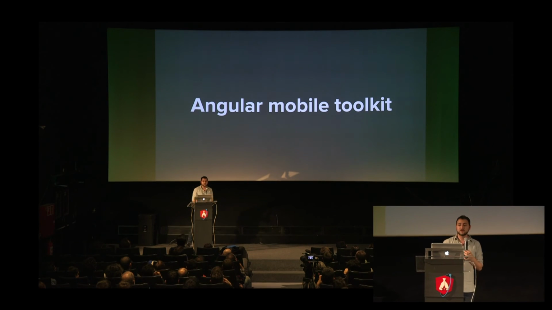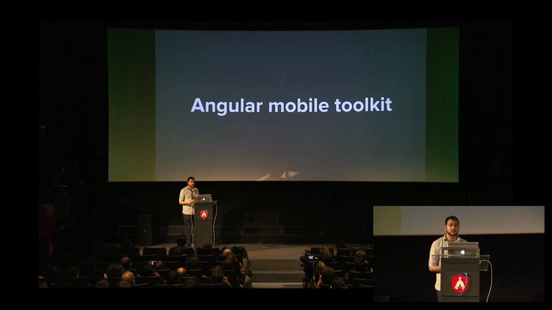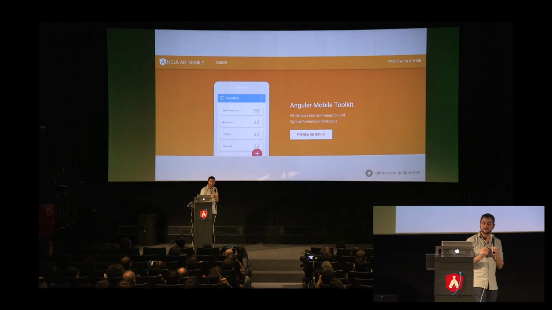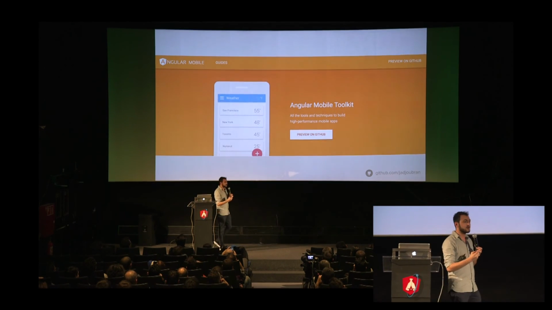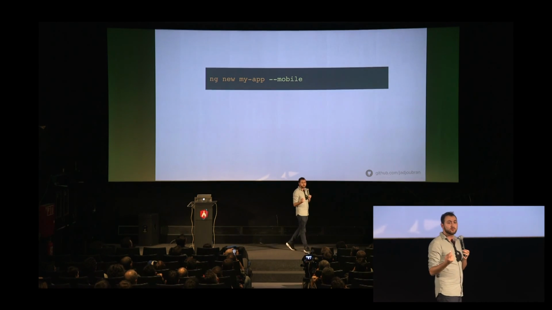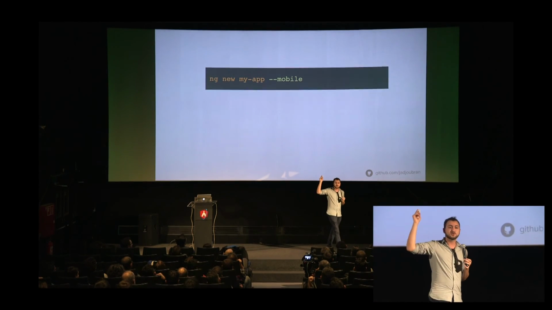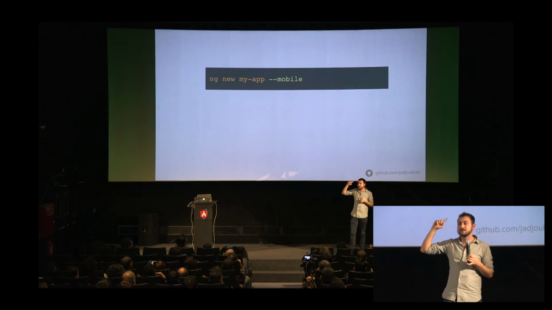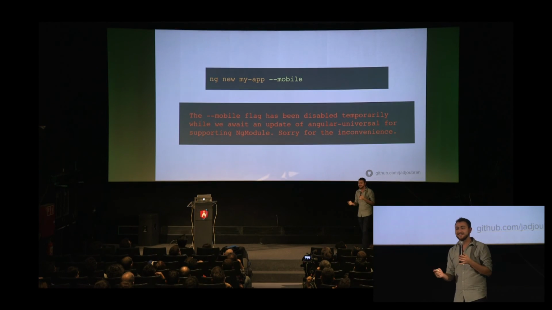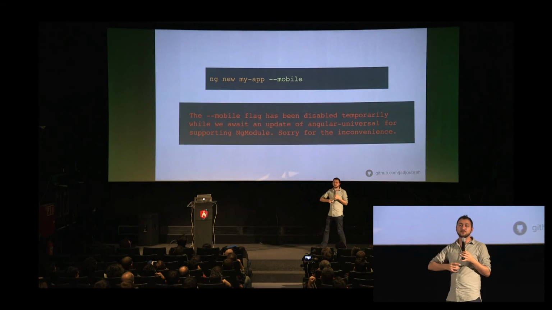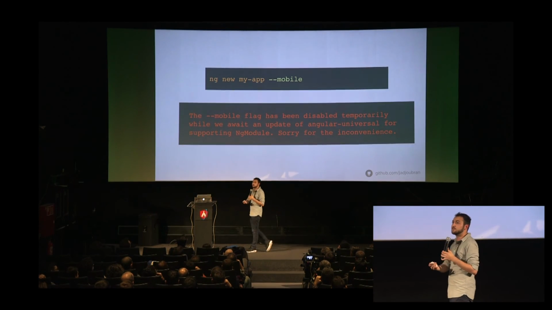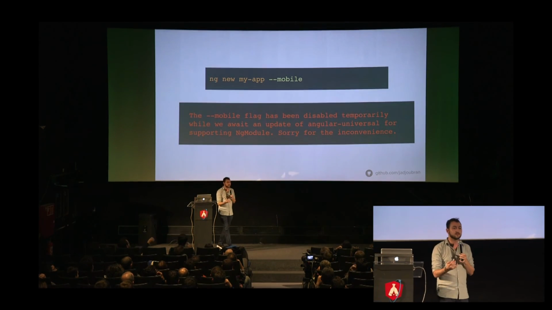The Angular Mobile Toolkit actually allows you to build progressive web apps much easier. You can take a look at some of the minimal docs on mobile.angular.io, and it's as easy as adding the --mobile flag. Anyone try to use this --mobile flag? Okay, so once you run it, this is what you're going to get. But again, I told you it used to be working, now it's broken, but this is kind of a work in progress. This is why I'm giving this talk, to excite you about this kind of technology.